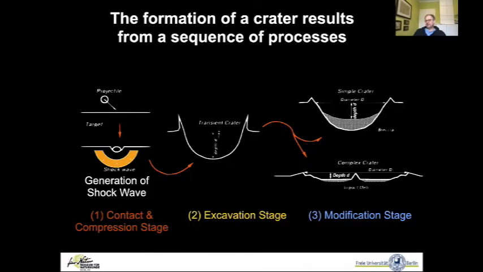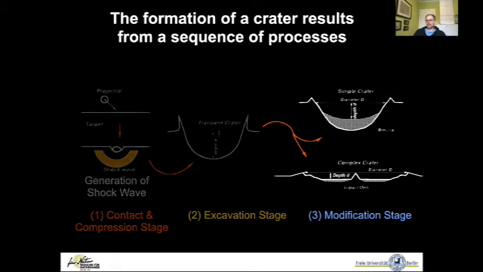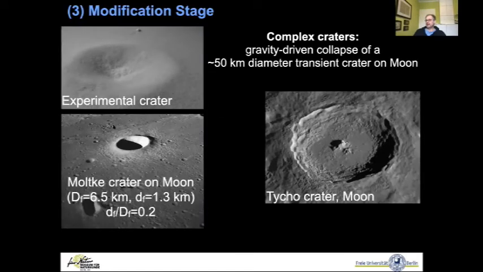Okay, these are the processes that dominate the excavation stage. And now I want to get to what we call the modification stage. And obviously we touched on this already for simple craters, so I won't go any further into this, where the formation of a final crater in terms of a simple crater is very straightforward. It's very close to the transient crater. It only gets a little bit bigger by material slumping inward. But the formation of the complex crater morphology maybe is a little more puzzling.